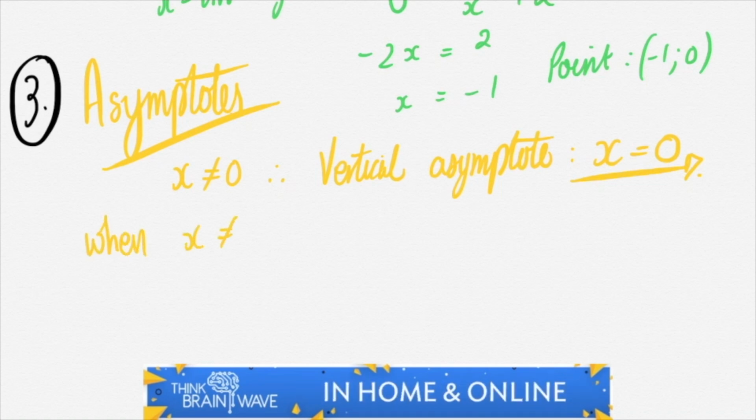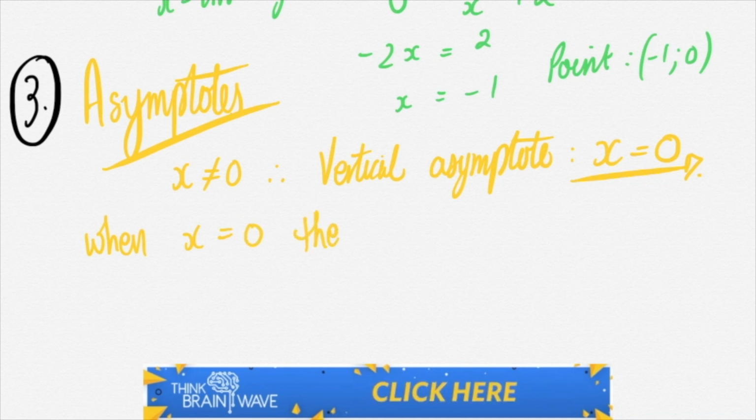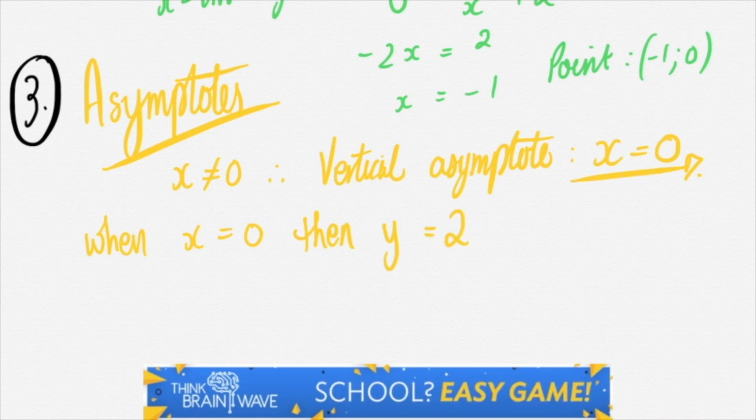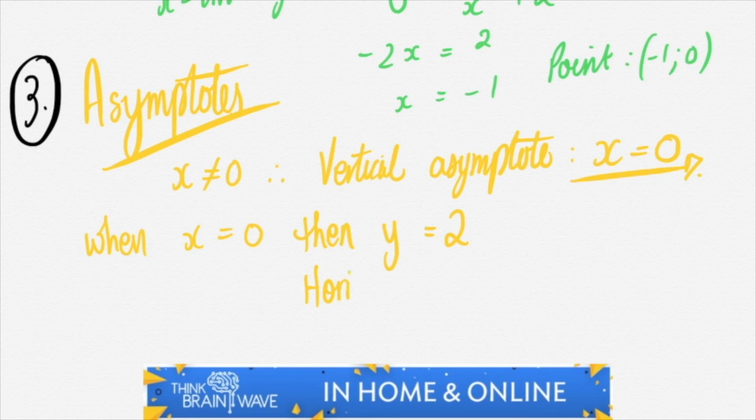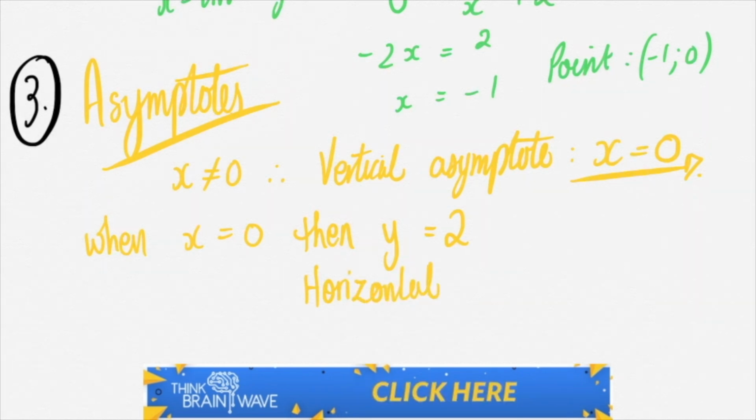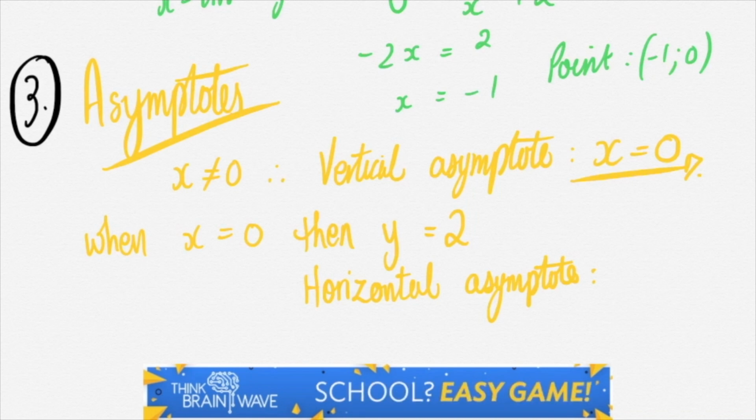So when x is actually equal to 0, then y would be equal to 2. So your vertical shift upwards, which is your q, actually acts as an asymptote, if you want that answer very quickly. So that would be your horizontal asymptote, and then x equals 0 would be your vertical asymptote.